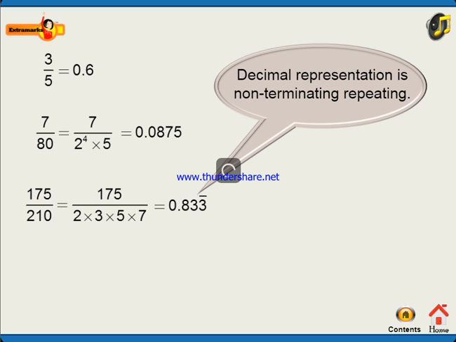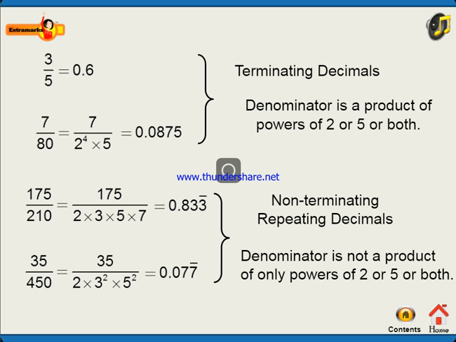Here we observe denominator is power of 5 and decimal representation is terminating. Denominator is a product of power of 2 and 5 and decimal representation is terminating. Denominator contains 3 and 7 besides 2 and 5 and decimal representation is non-terminating repeating.